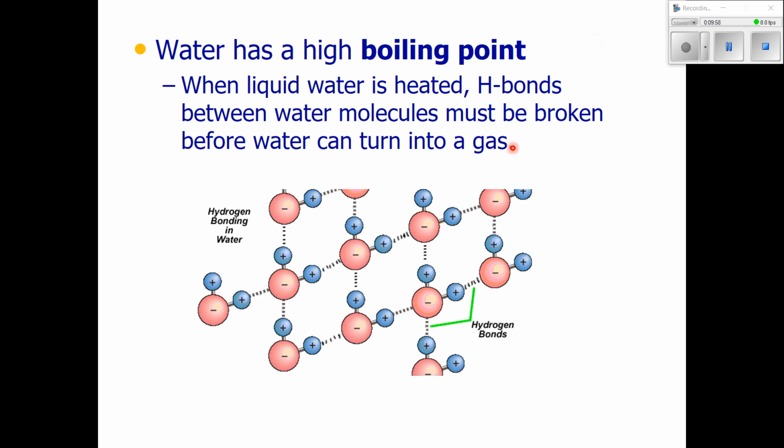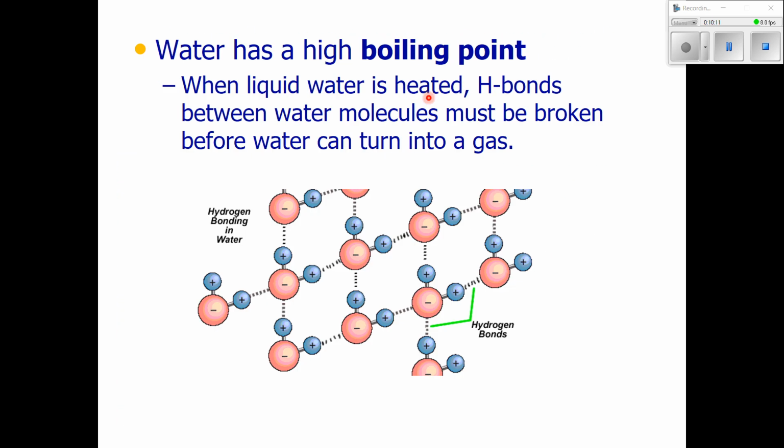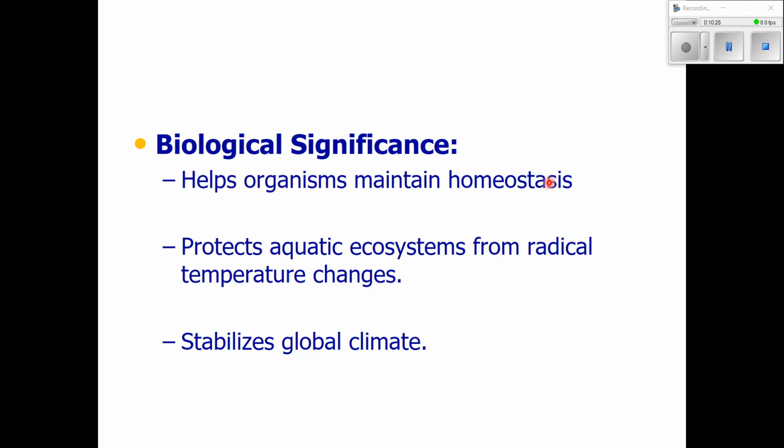So there's a lot of different ways to say the same thing here. We say water is resistant to change in temperature. Another way to say the same thing, water has a very high specific heat. Another thing we can say is that water has an extraordinarily high boiling point because it takes a great deal of heat energy to break the hydrogen bonds. That has to happen before the water will actually boil.